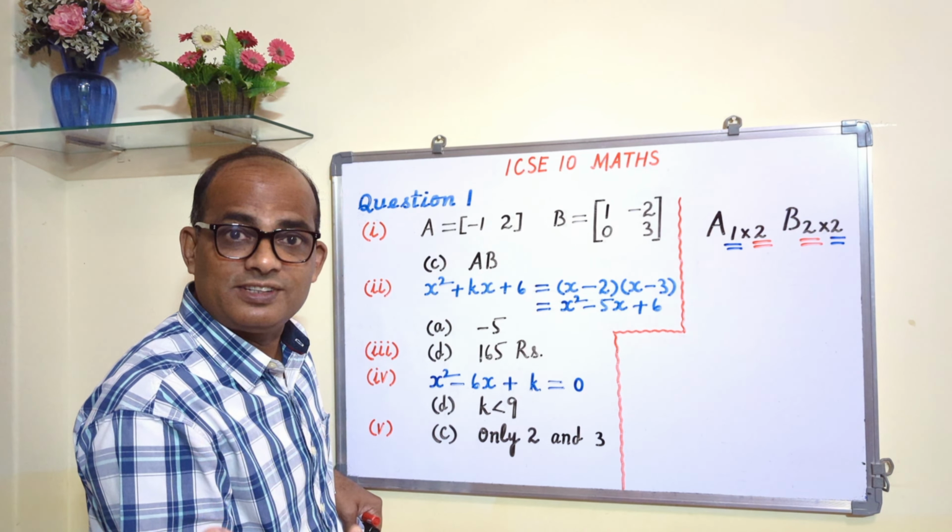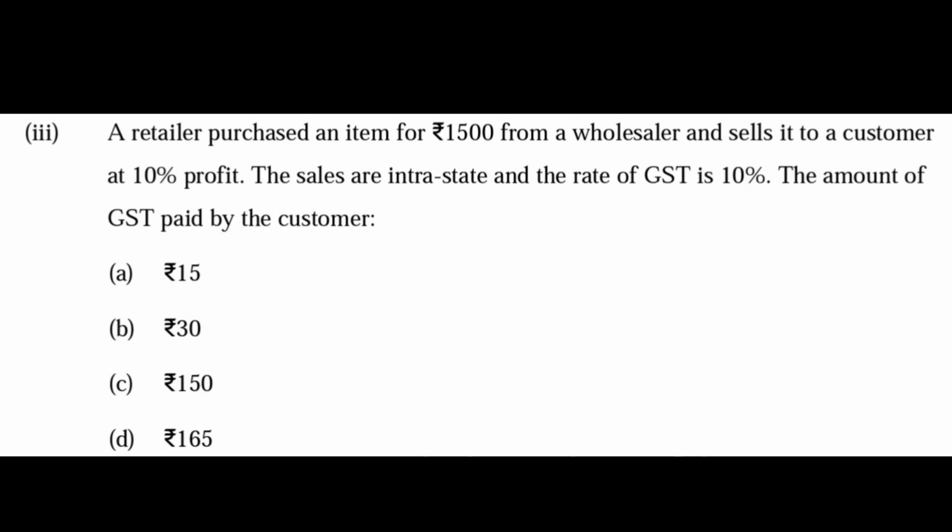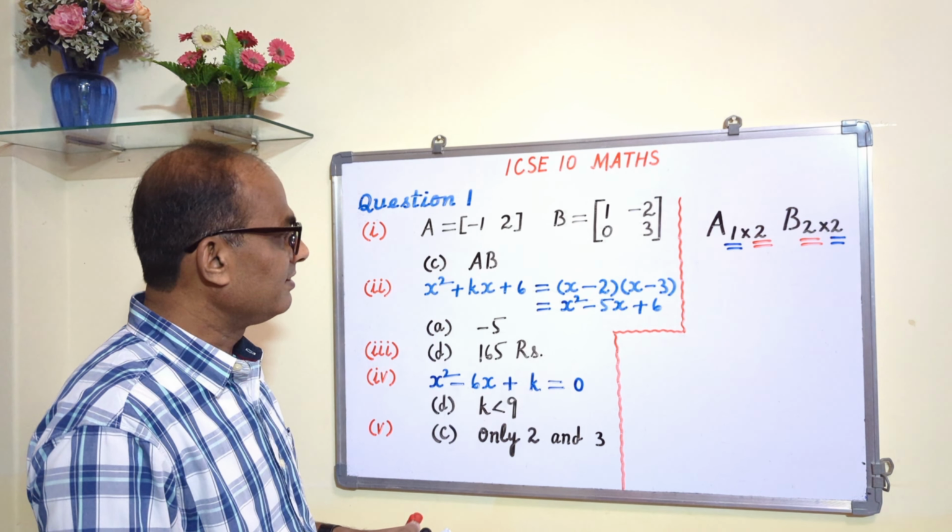Clear? Now, third question, and the question is, a retailer purchased an item for rupees 1,500 from a wholesaler and sells it to a customer at 10% profit. The sales are intra-state and the rate of GST is 10%. The amount of GST paid by the customer is A, rupees 15; B, rupees 30; C, rupees 150; and D, rupees 165. Which one is correct? Let's see which one is the correct answer.